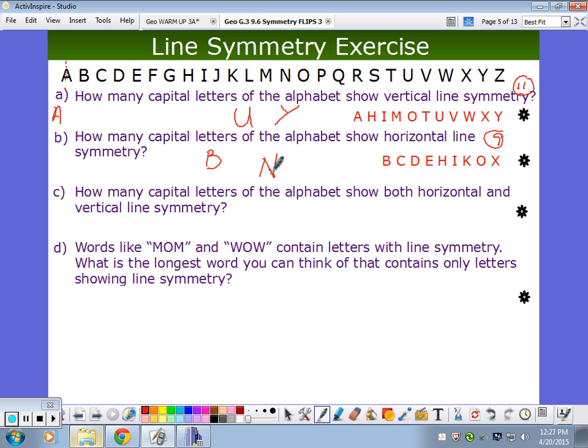N? This one? Well, if I do this, do I get the exact same thing if I fold along that line? So this point is going to come up, right? So this one, N, is not symmetric, or it doesn't have horizontal line symmetry.